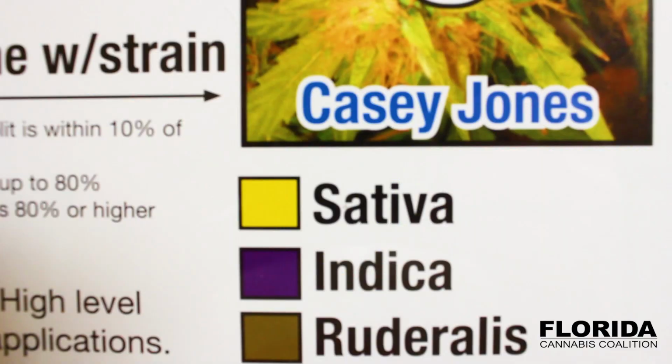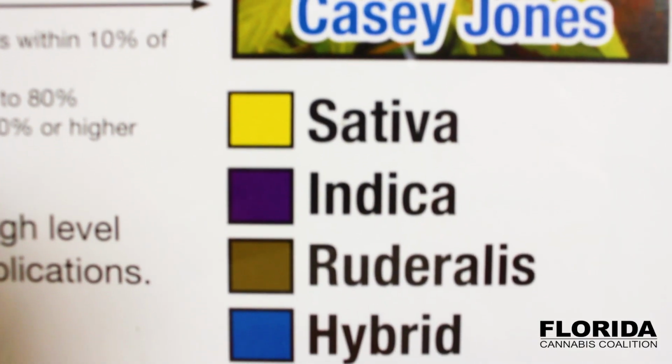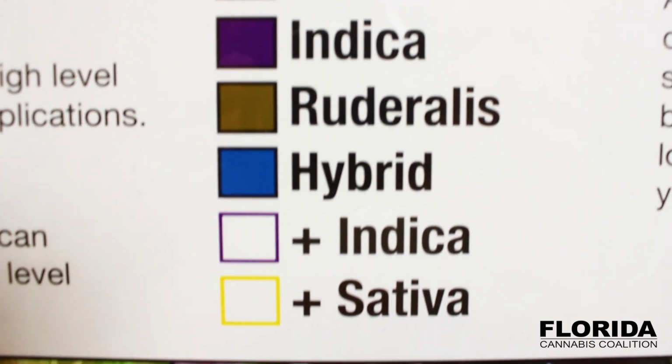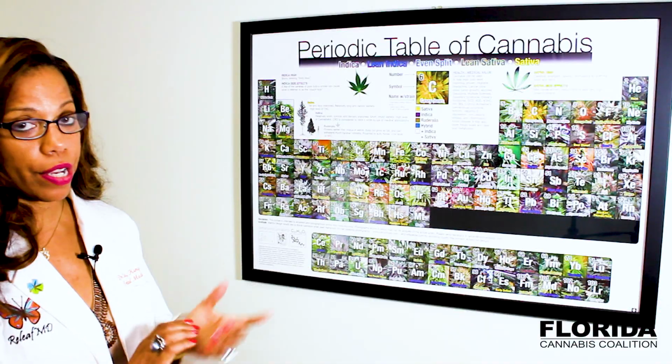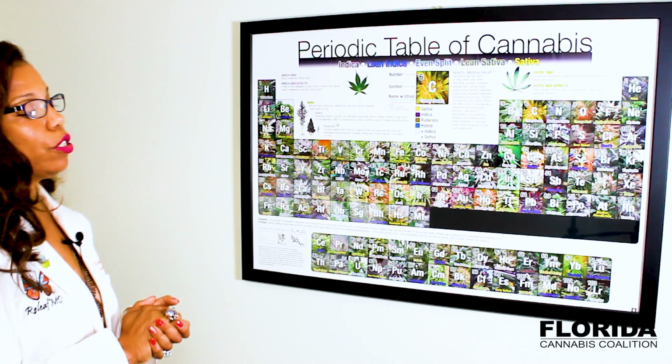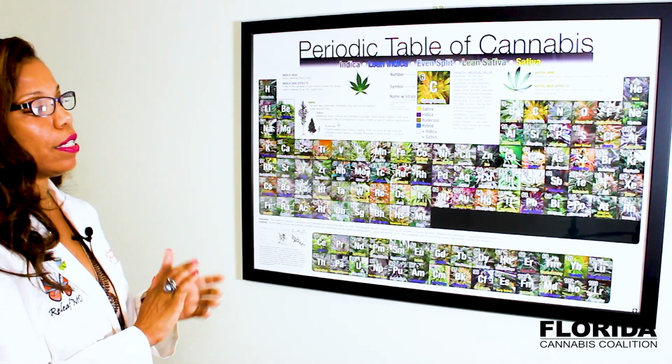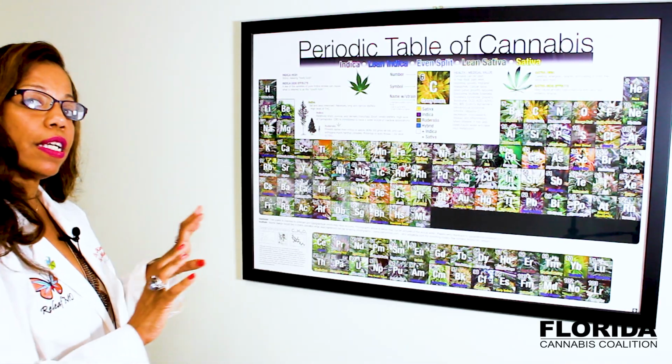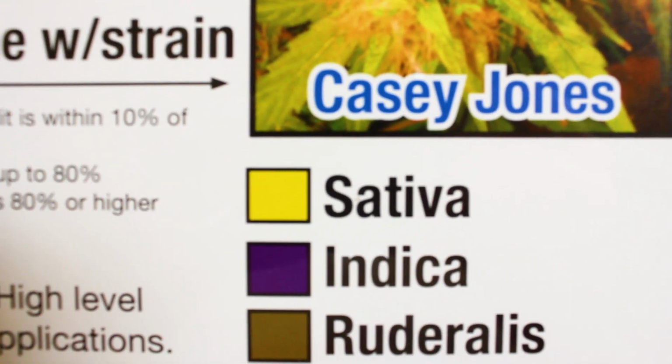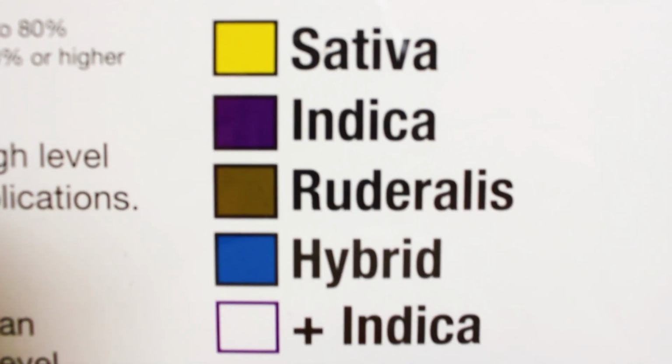So we start with Sativa, Indica, and many people don't know that there is a third cannabis called ruderalis. So I use this chart to tell them about the cannabis and tell them the differences between Sativa, Indica, and the different strains of the plant.